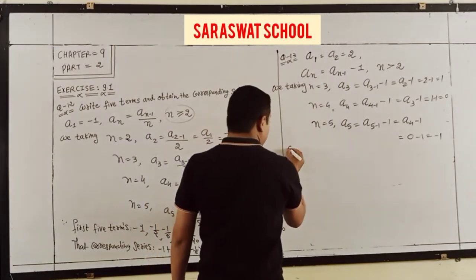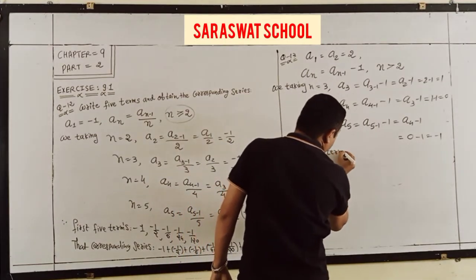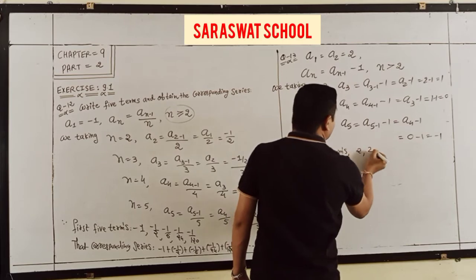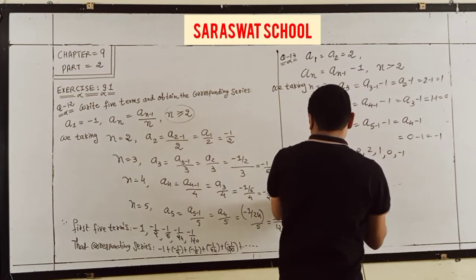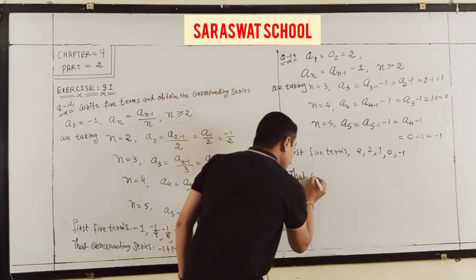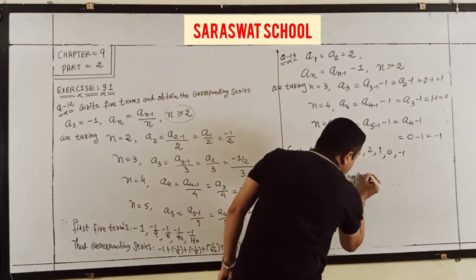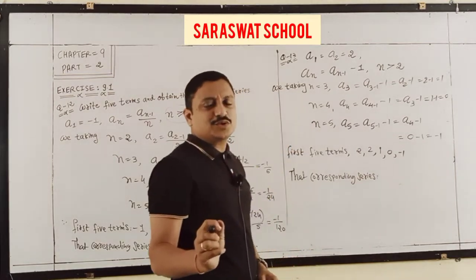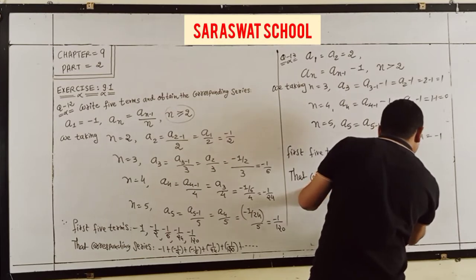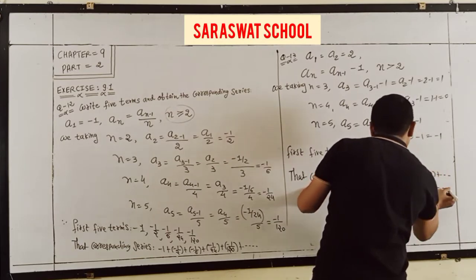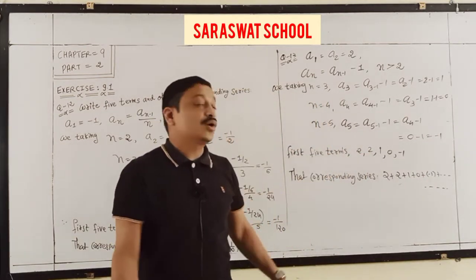So our first 5 terms are 2, 2, a1 and a2 already 2, 2, next 1, 0, minus 1. And that is the corresponding series. Students, series means nothing but a summation. I repeat again, it is only summation. All these terms you can write in summation form, plus further moving till up to n terms. So that's your corresponding series.